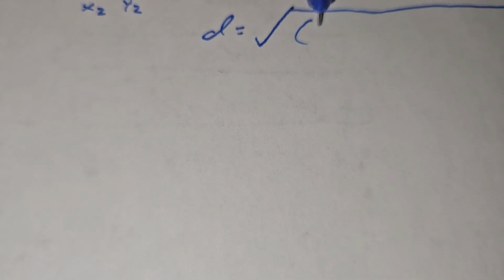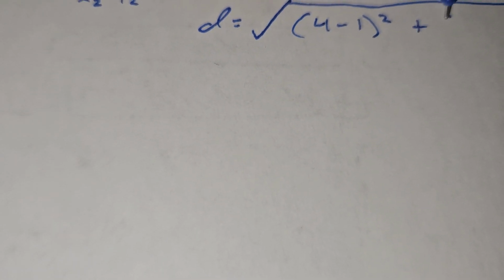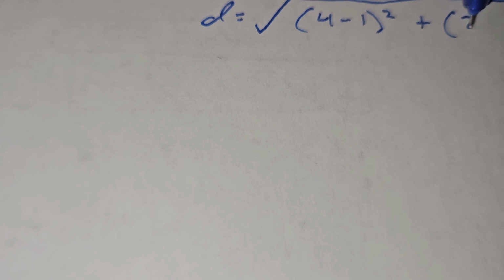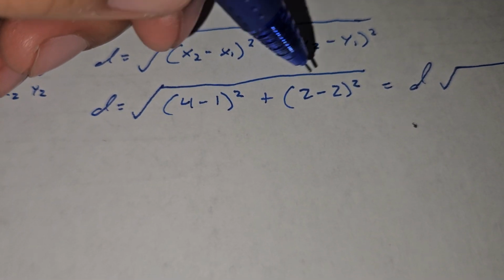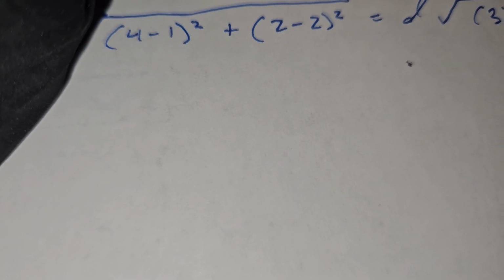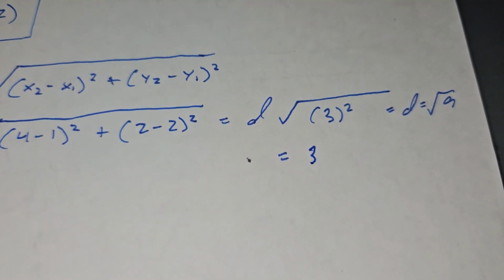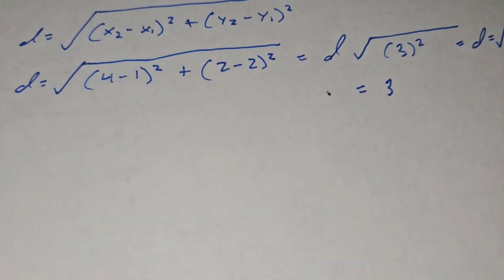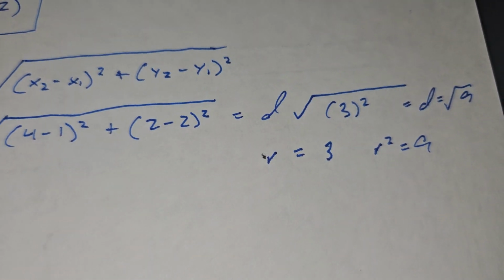X sub 2, 4 minus 1, squared, plus y sub 2, 2 minus 2, squared. That's going to give us 0, plus 3 squared, so d equals the square root of 9, that's going to be 3. Our radius is going to be 3, but our radius squared is going to be 9, just like in the previous example.